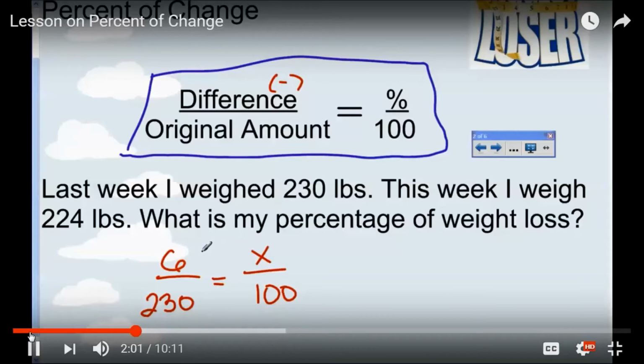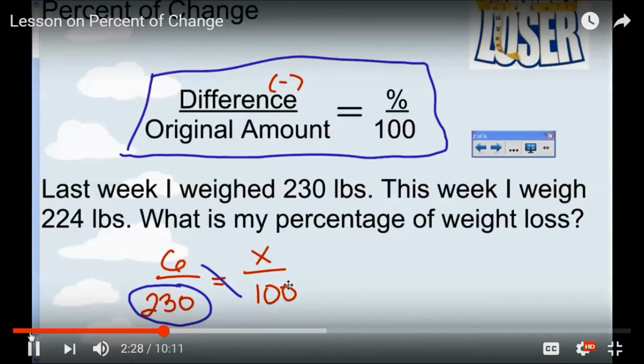So again, all we're doing for percent of change is finding the difference between two numbers, and we put it over the original amount. So it's really as simple as just subtracting two numbers. And we want this number to be positive, so it's always just the biggest number minus the smallest number. And now, just like we've been doing in this entire chapter, we're going to cross multiply and divide.